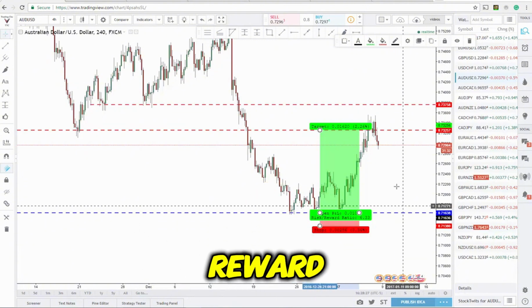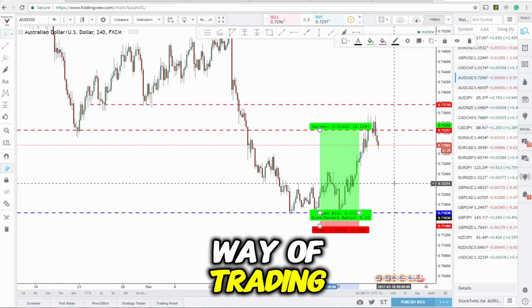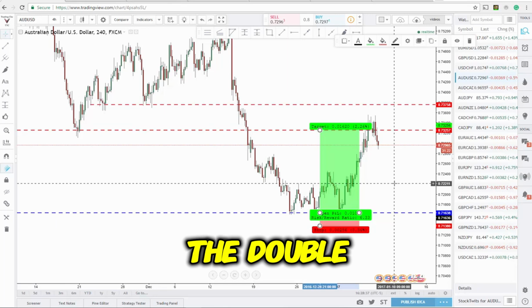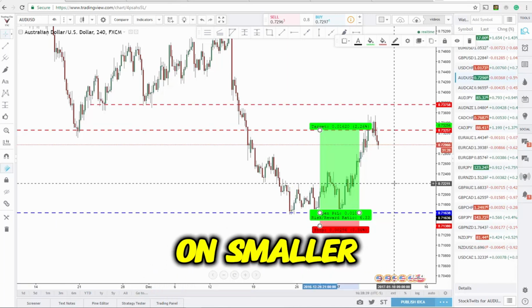Really good risk to reward and a pretty simple way of trading by looking at the daily chart for significant levels and then just using the double bottom, double top entry reason on smaller time frames.